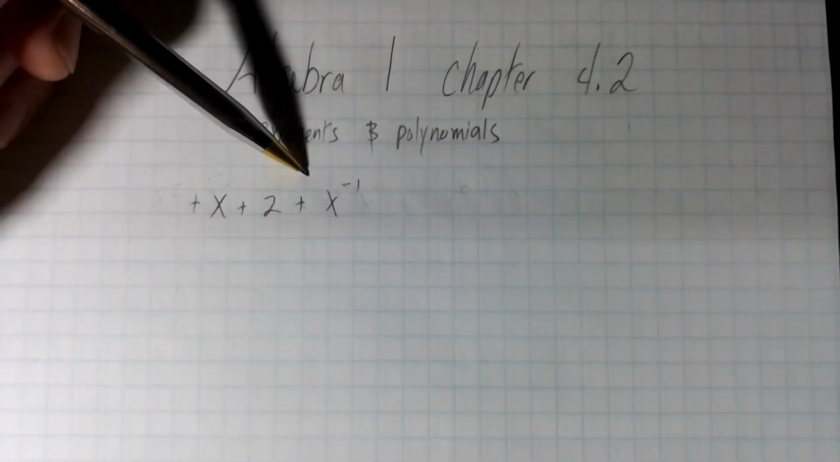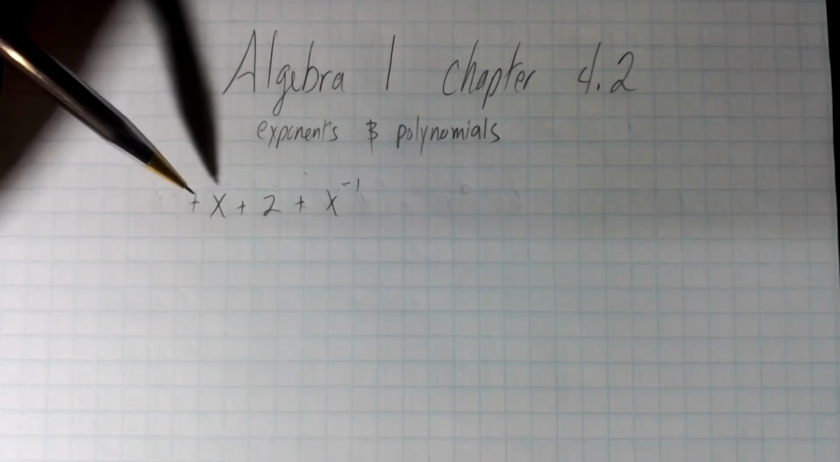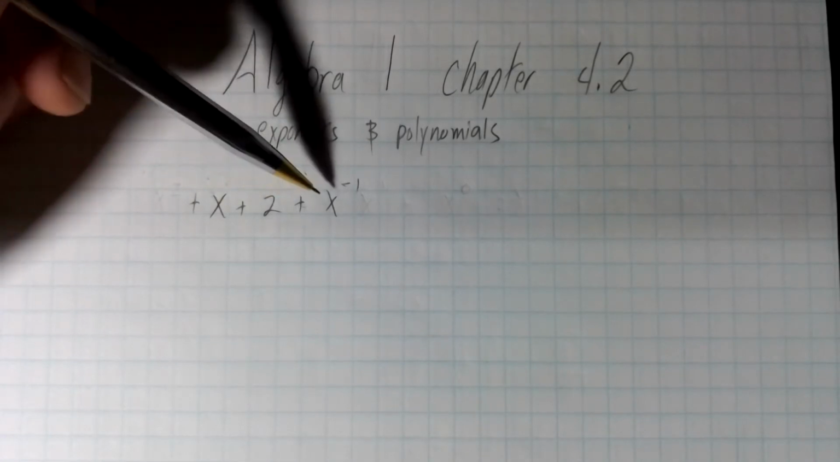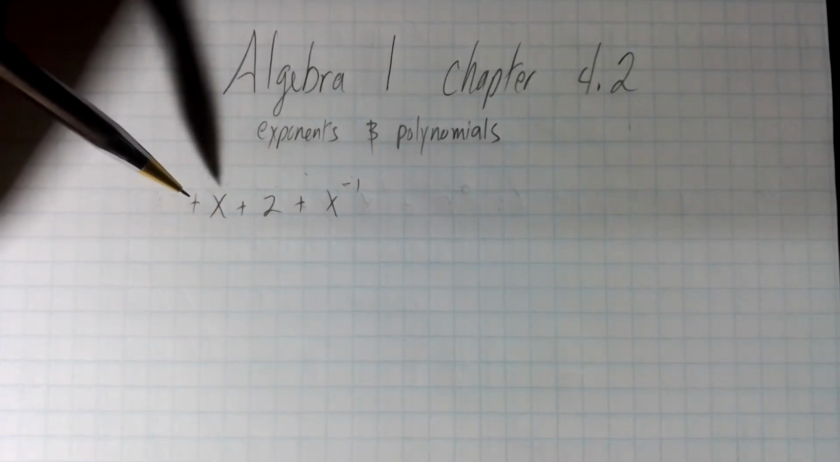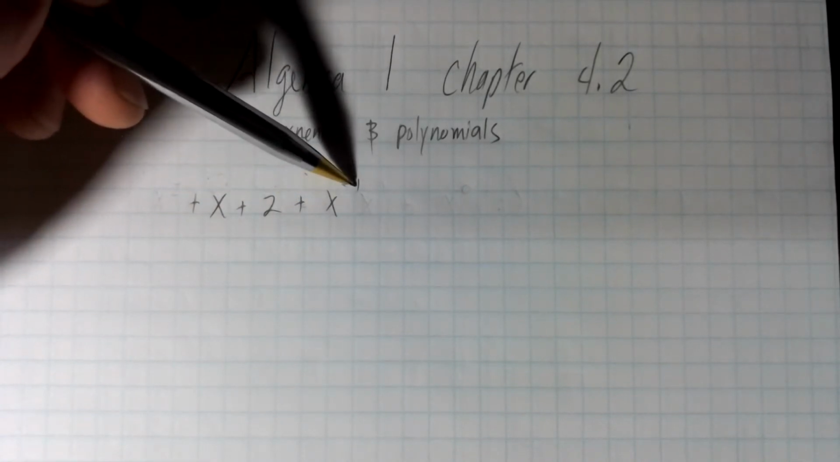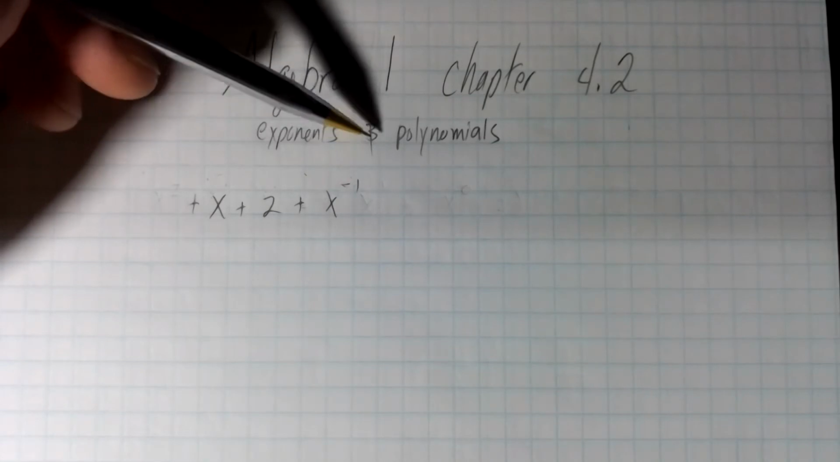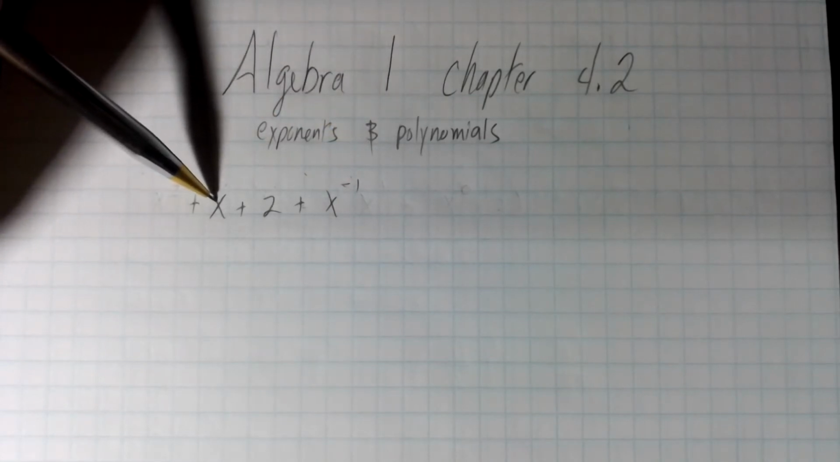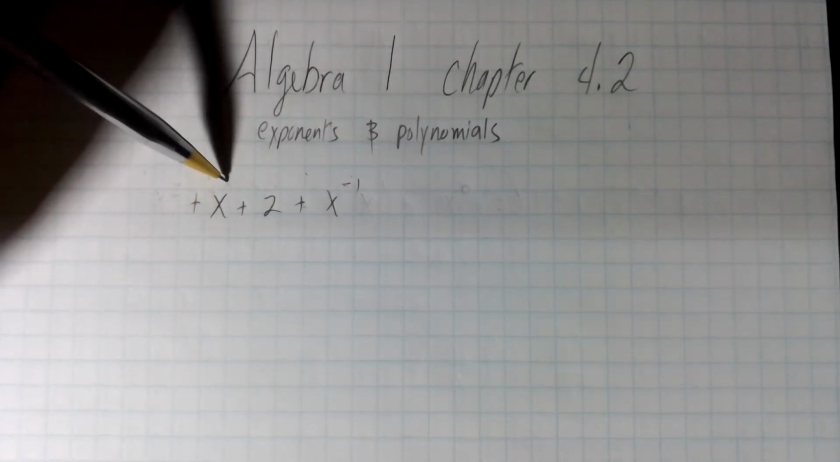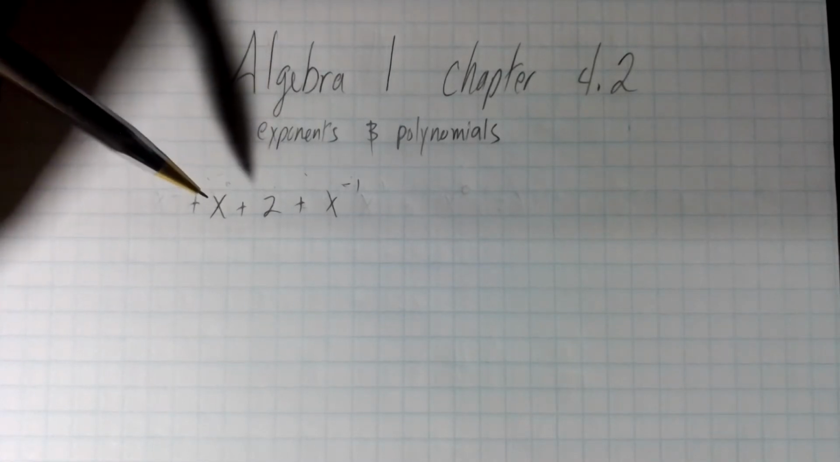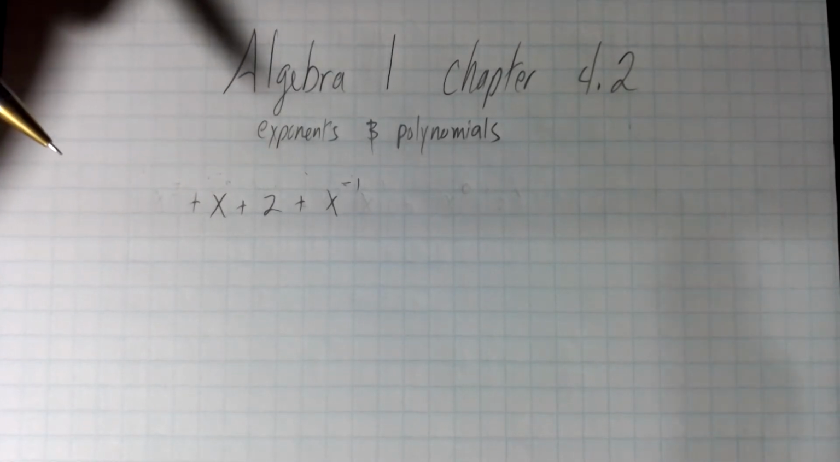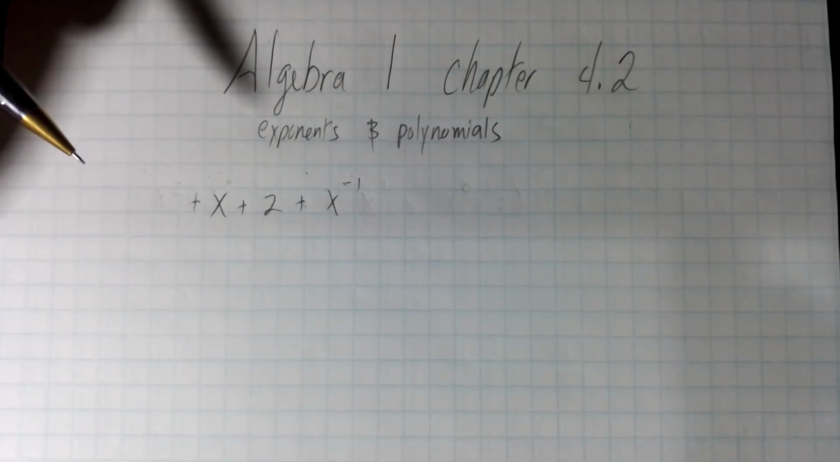Now let's say we had something like this where we have x to the first power, x to the 0 power, and then an x to the negative 1 power. This would not be a polynomial because it has a negative power. So a polynomial is only going to have variables that have positive powers, and those powers are going to be integers, in other words 1, 2, 3, 4, and so on.